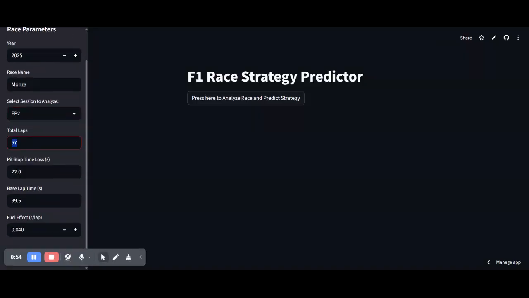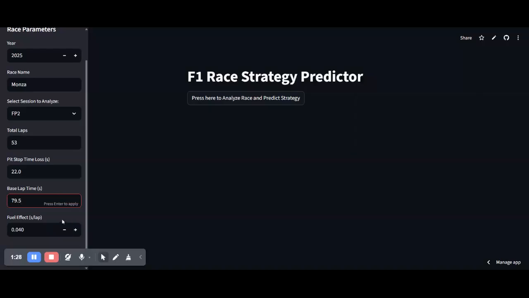Okay, so for the total laps, I will select 53 because that's the total number of laps for Monza. The pit stops time will be 22 seconds because that's the average pit stops time for the Formula One race. And the base lap time is basically the quickest lap completed by a driver. So from the practice session 2 data, we know Max completed the quickest lap and that was in 79.5 seconds.